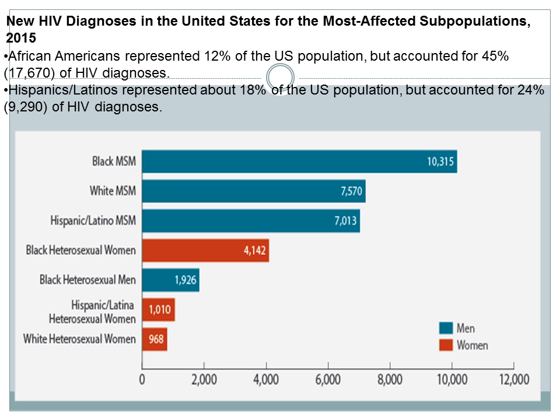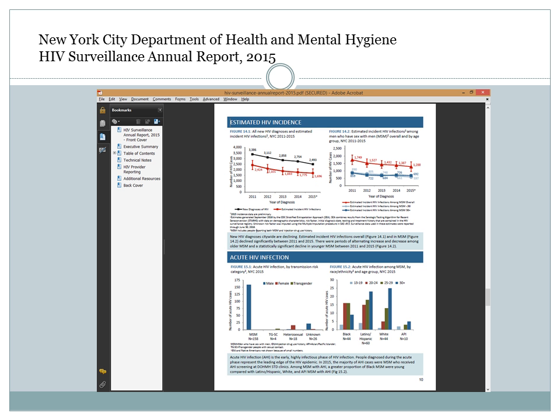Next slide, please. This is also from 2015, and this bar chart shows us new HIV diagnoses in the U.S. for the most affected subpopulations in 2015 again. So African Americans represented 12% of the U.S. population, but were overrepresented in the diagnoses. They accounted for 45% of the HIV diagnoses. Similarly, Hispanics, Latinos only represent about 18% of the U.S. population, but they accounted for 24% of these HIV diagnoses. And here we see the breakdown by race, ethnicity, gender, and sexual transmission.